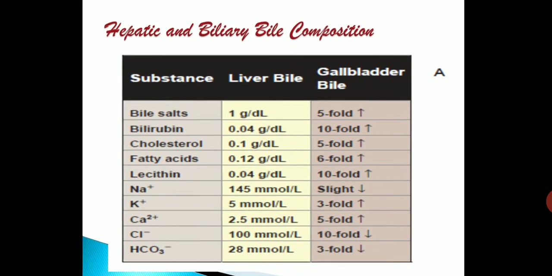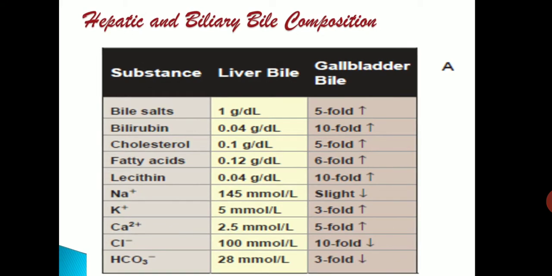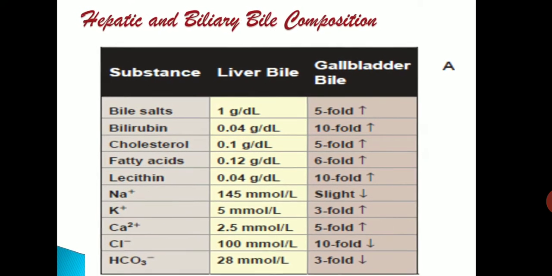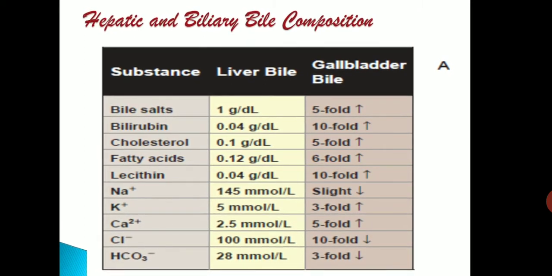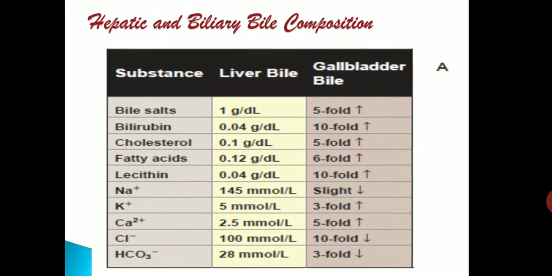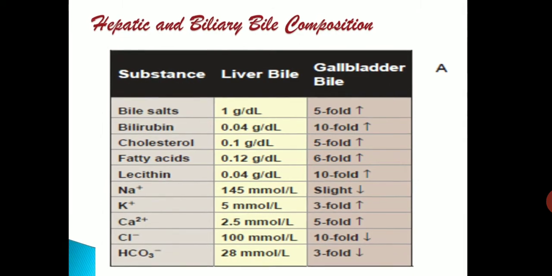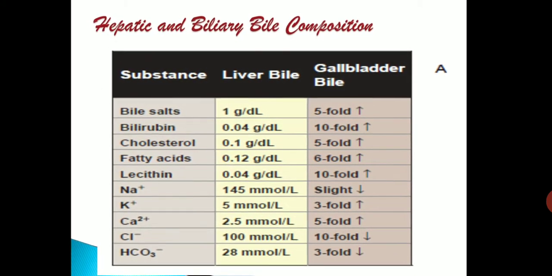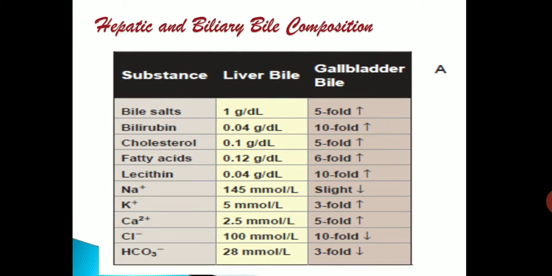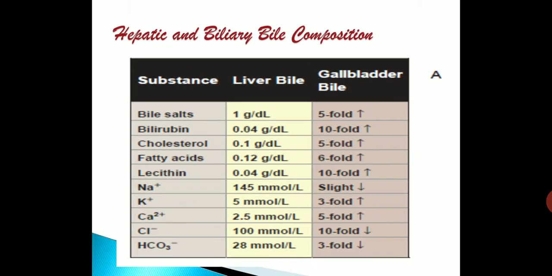In this table, I have shown hepatic and biliary bile composition. Here the first column is the substance, the second is the liver bile, and the third column is the gallbladder bile. Here the bile salts, bilirubin, cholesterol, fatty acids, lecithin, sodium ions, potassium ions, calcium ions, chloride, and bicarbonate ions are shown, and their composition in liver bile and the gallbladder bile is shown.